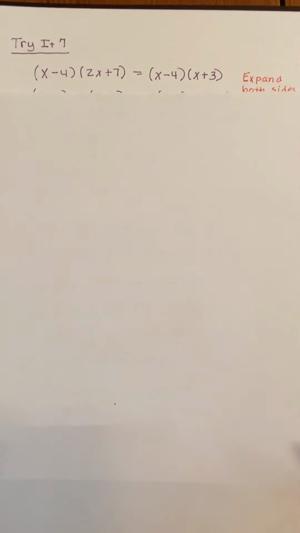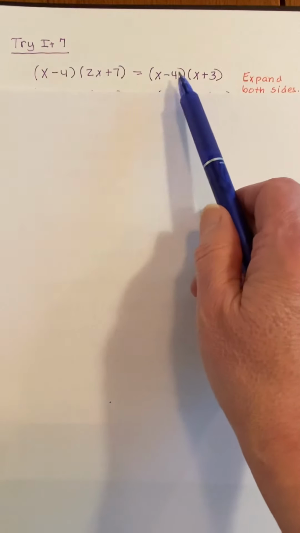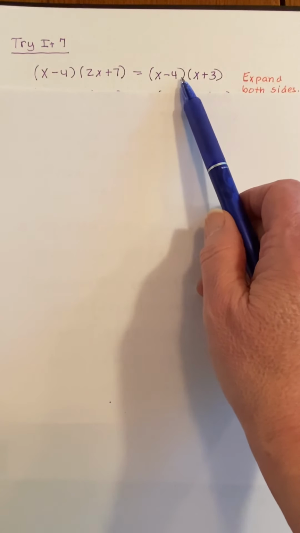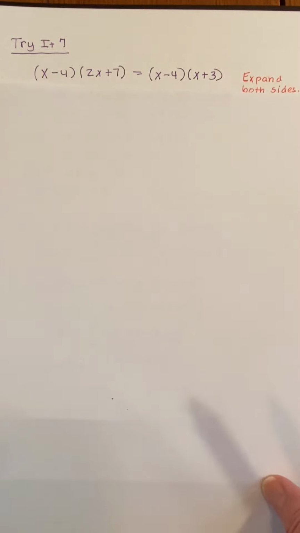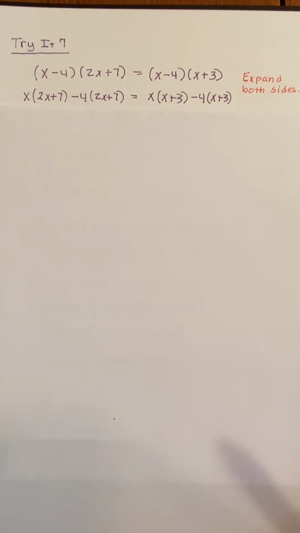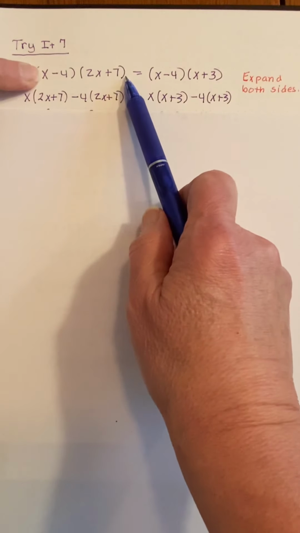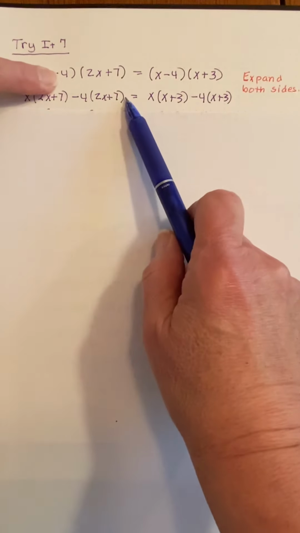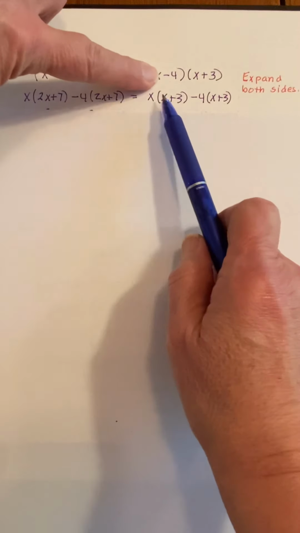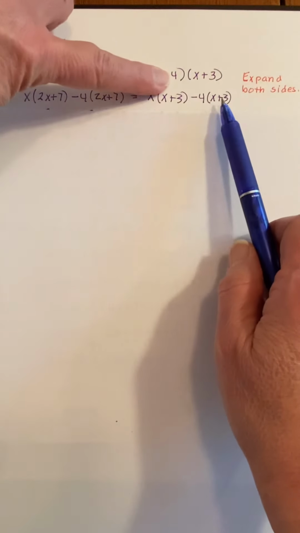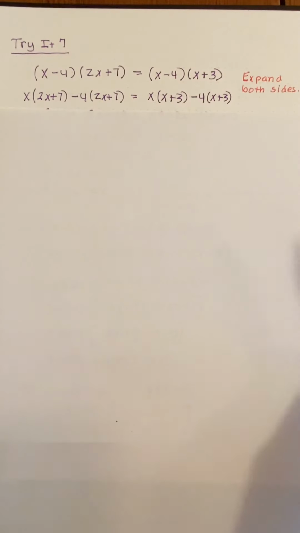Now, we have x minus 4 times 2x plus 7 equals x minus 4 times x plus 3. Notice, I have a repeat here. I'm going to expand both sides. So that means I'm going to take x times 2x plus 7 and negative 4 times 2x plus 7. Here I'm going to take x times x plus 3 and negative 4 times x plus 3. Okay, doing that.